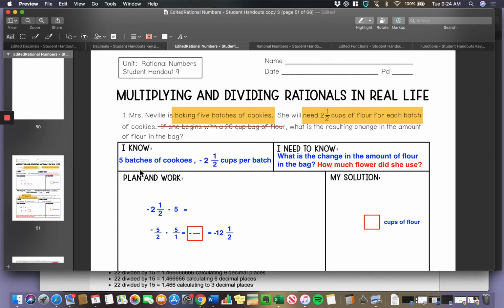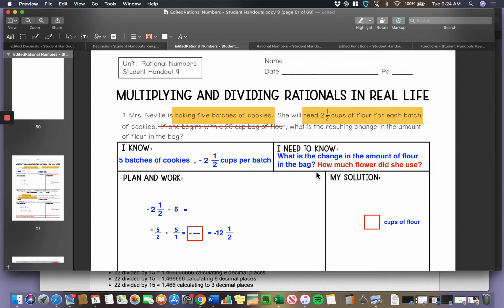Well, so what do we know? We know she has 5 batches of cookies. She has 2.5 cups per batch. Because she's using 2.5 cups of flour for each batch, it's negative because she's using it. It's going away. So it's being used. It's negative. What do you need to know? What is the change in the amount of flour in the bag?